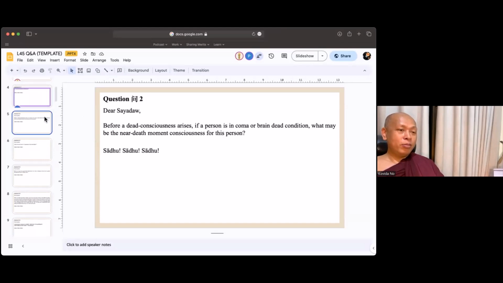Dear Sayadaw, before a dead consciousness arises, if a person is in a coma or brain dead condition, what may be the near-death moment consciousness for this person? Sadhu, sadhu, sadhu. Actually, it depends on his lifestyle, right? We have many different types of near-death moment objects, for example habitual karma. It depends on his habitual life. Mostly, possibly, mostly.